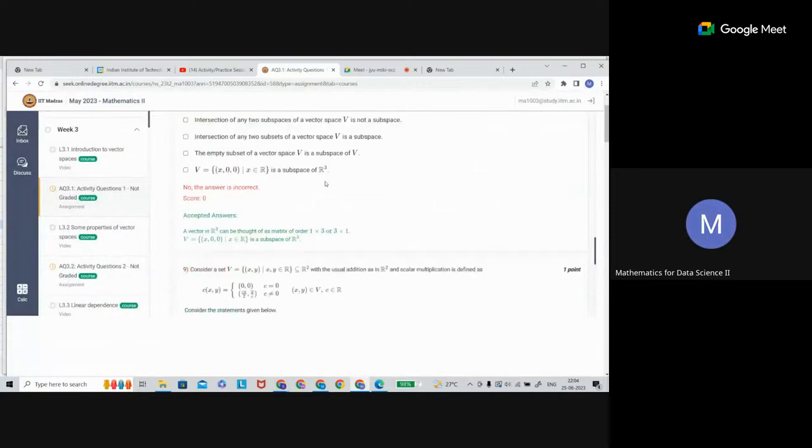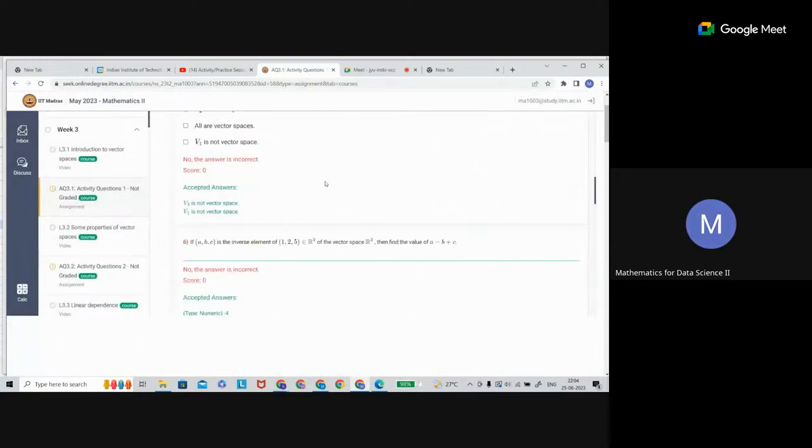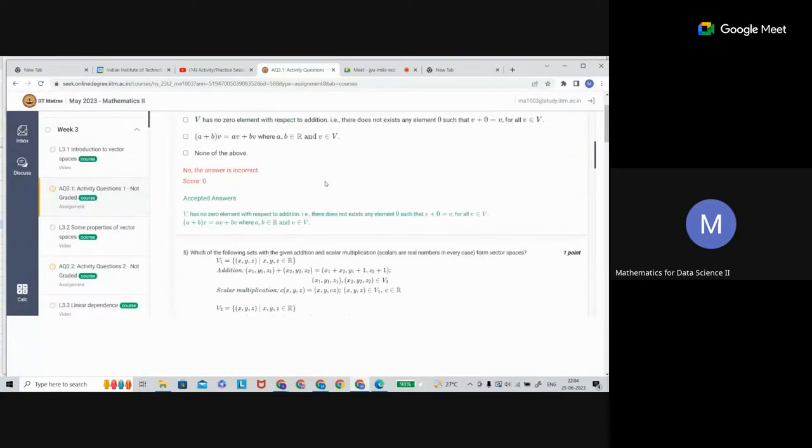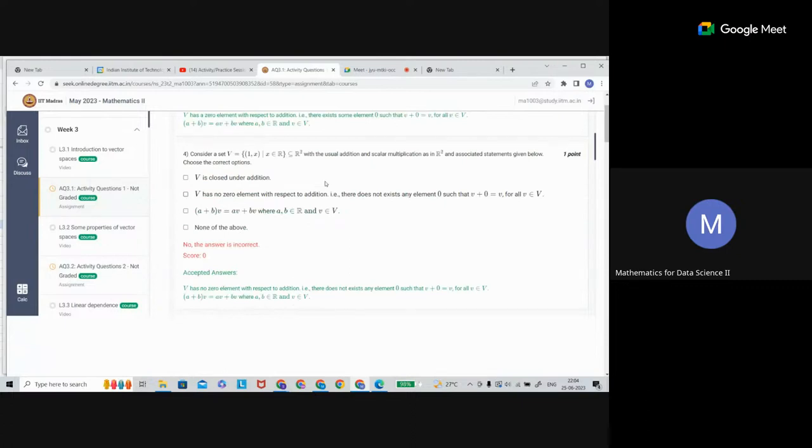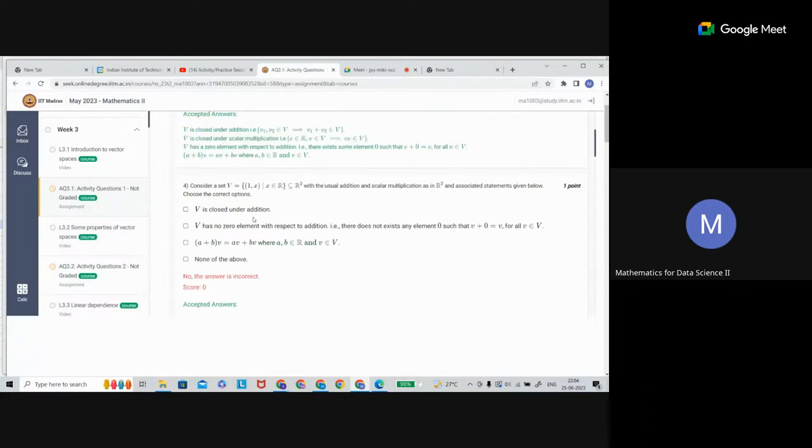So, let me check it. Okay. So, this is not associativity, right? This is not. No, I said commutative. Commutative, sir. Where is that commutative? So A plus B is a scalar multiple, right, of vector V. So this is not associative, this is not commutative.